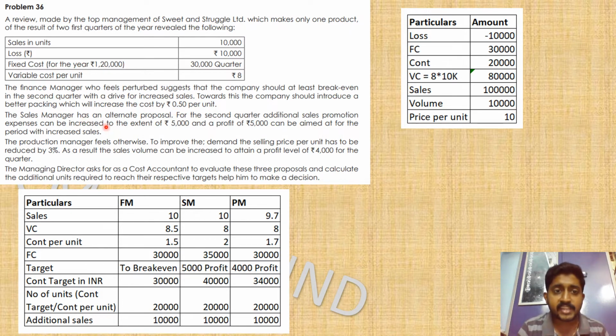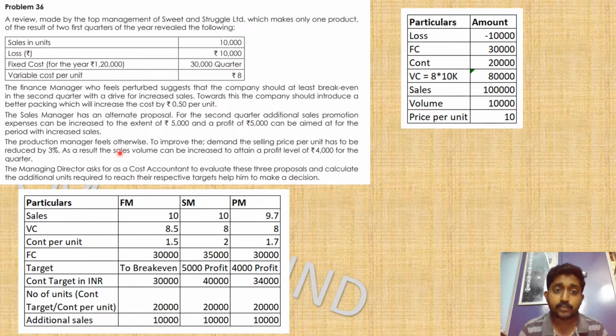Next, the sales manager has an alternate proposal. For the second quarter, additional sales promotion expense can be incurred to the extent of 5,000 rupees, and a profit of 5,000 can be aimed at for the period of increased sales. Sales promotion expense is like a fixed cost for the company. So because of the sales promotion, your sales will increase and your overall profit will be 5,000 rupees. The finance manager fixed the target at break even. Now the sales manager says we can make more than break even, we can make some profit also, of 5,000 rupees.